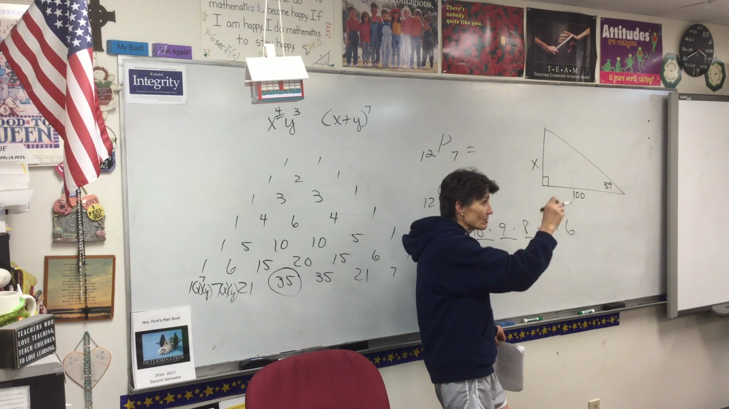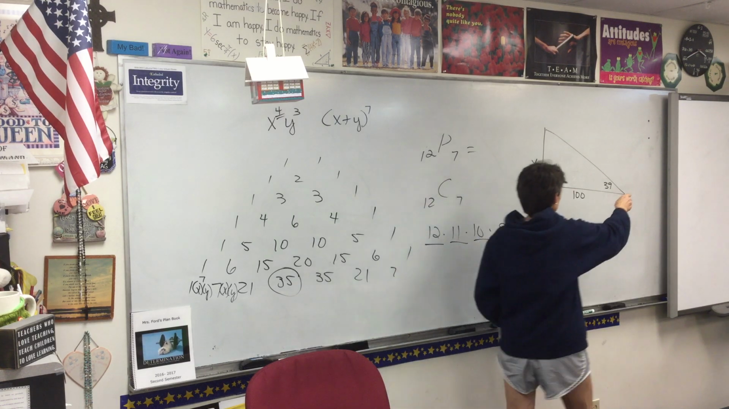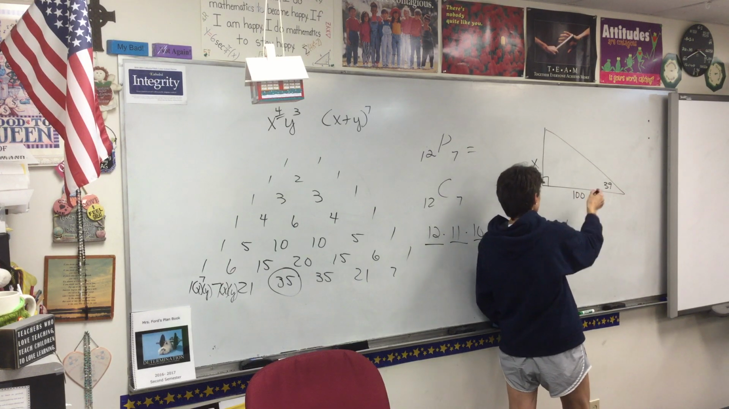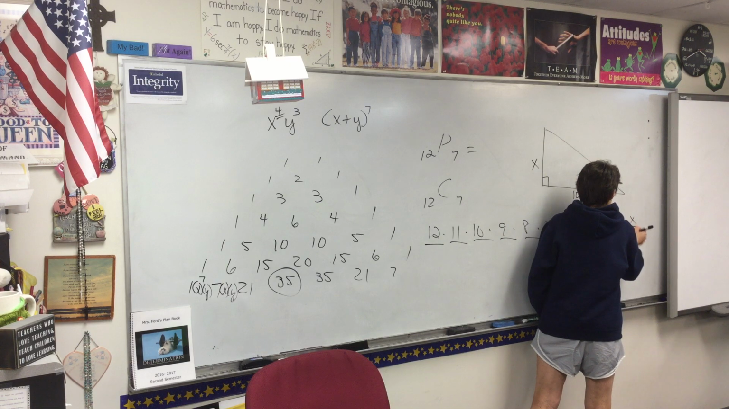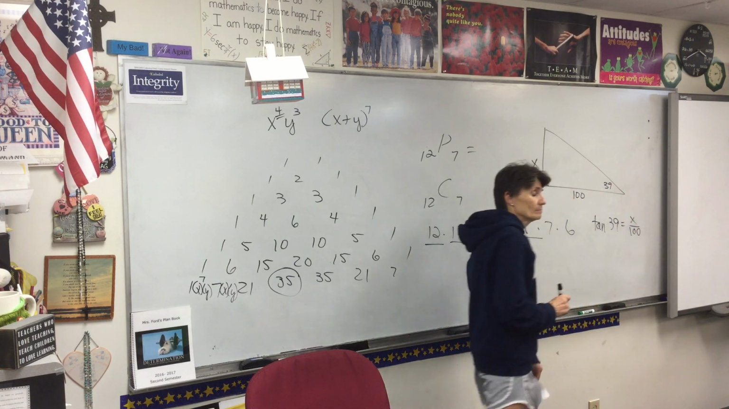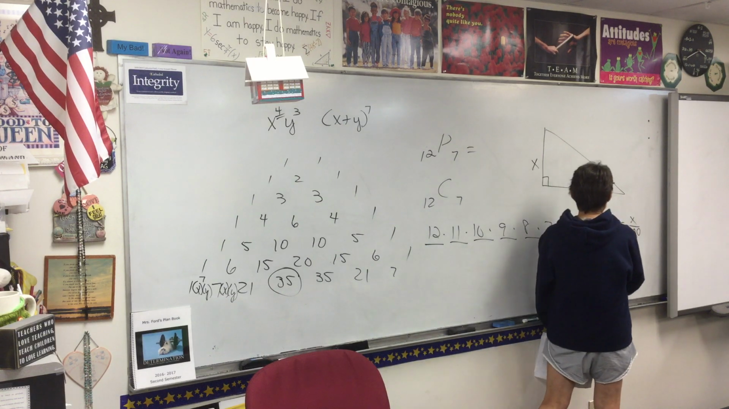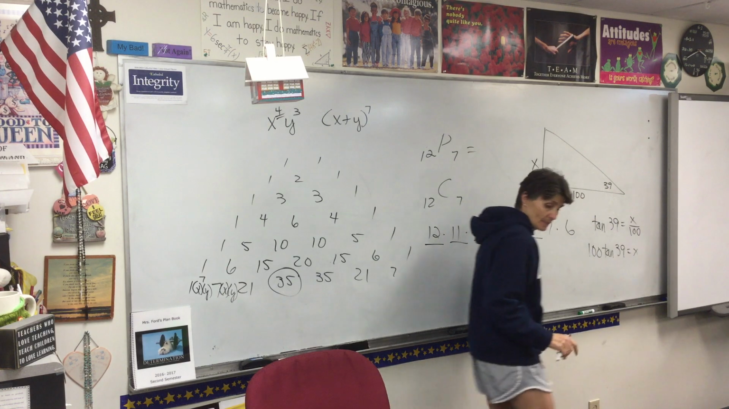I heard cosine, I heard tangent. No, it's tangent because there's an adjacent and then an opposite. It's tangent. Here's the hypotenuse. Do I know anything about the hypotenuse? So we're not using sine or cosine. This is a tangent problem. So the tangent of 39 equals x over 100. And then we multiply by 100, so 100 tan 39 equals x.